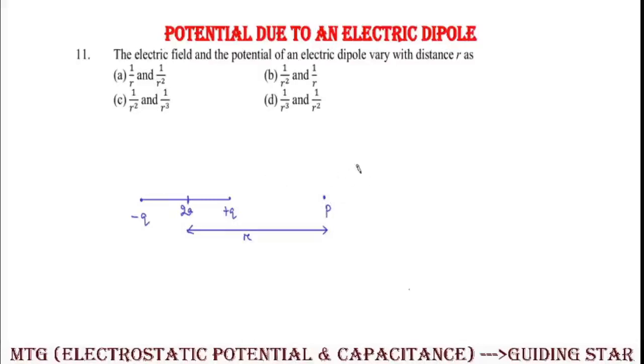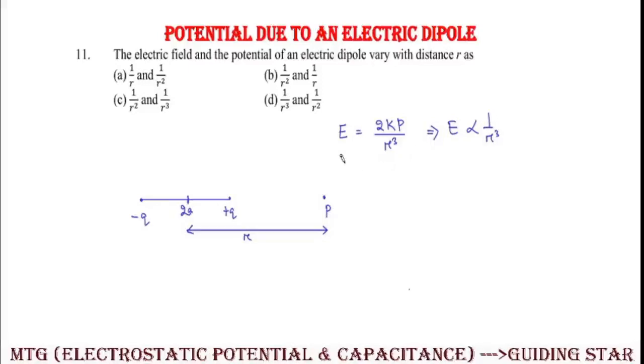Clear? So the electric field due to the dipole, we know, comes out to be simply 2Kp by r cube. Clear? So in this particular case, the electric field is inversely proportional to the cube of r, for the case of a dipole.